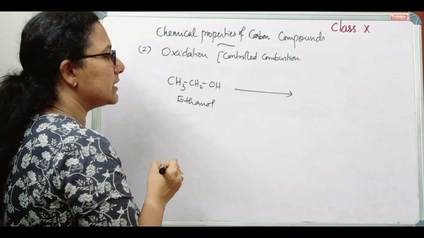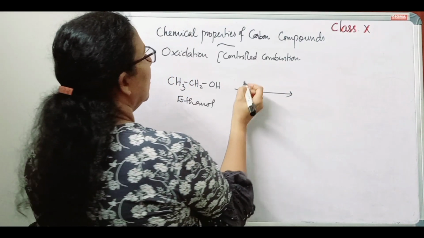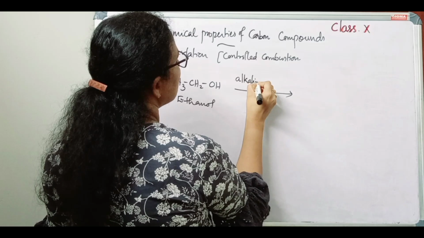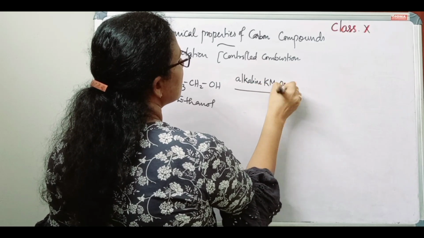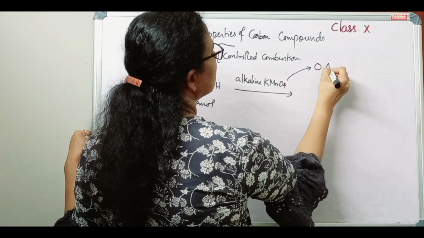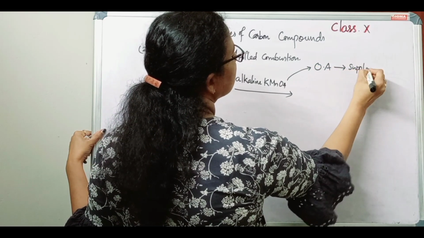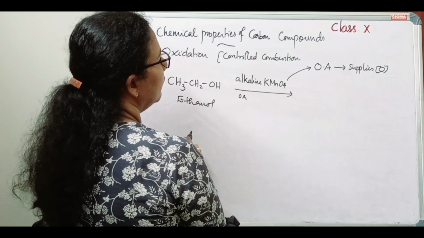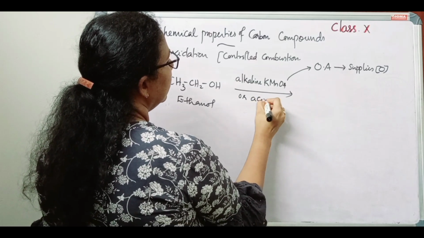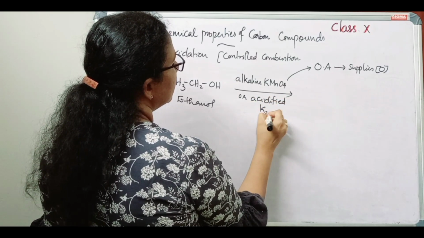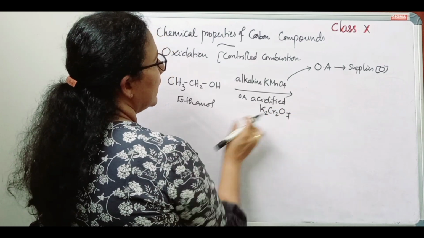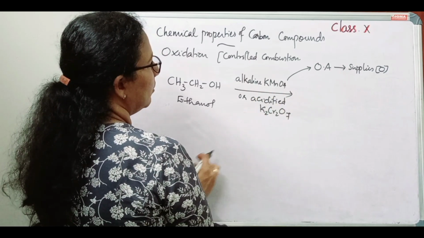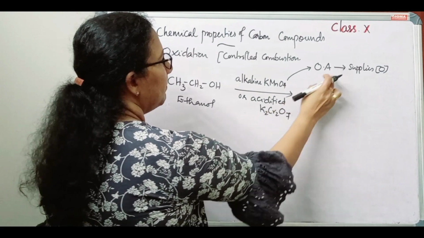Oxidation means addition of oxygen. Here oxygen will be given by an oxidizing agent, that is alkaline KMnO4. So oxidizing agent supplies oxygen. Another example is acidified K2Cr2O7, that is potassium dichromate. So alkaline potassium permanganate or acidified potassium dichromate is an oxidizing agent which supplies oxygen.